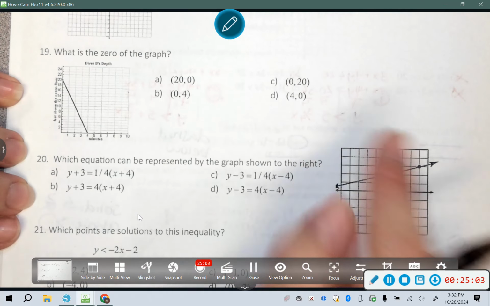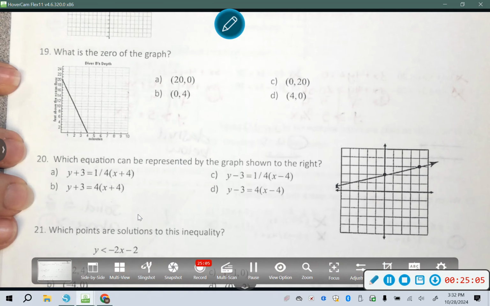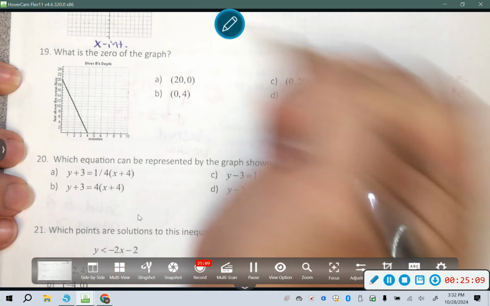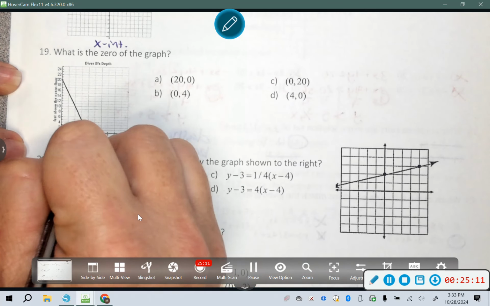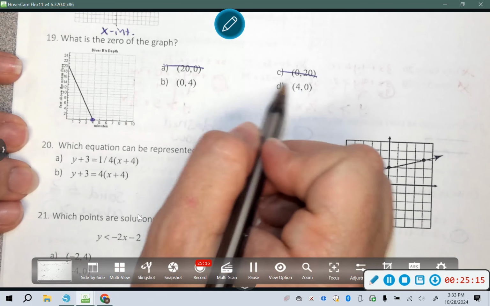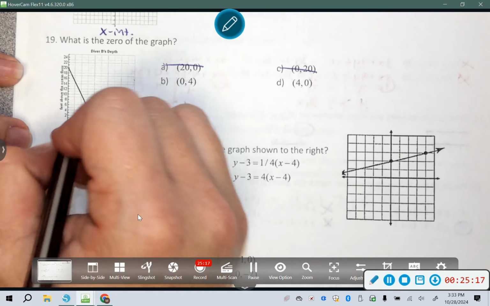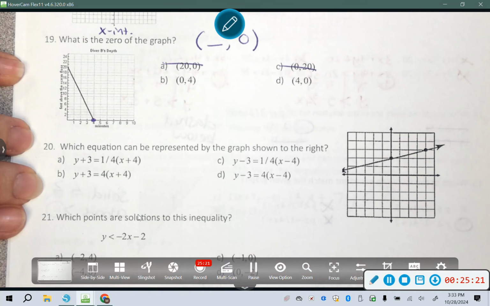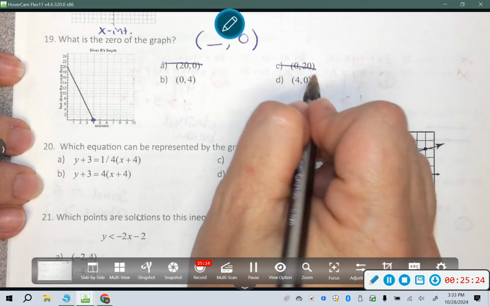Here is more like the one on your test. What is the 0? 0 is your x-intercept. So the one on the test you'll be able to see. So we know it's 4. So I can cross off the 20s. However, is it 0, 4 or 4, 0? Well, I want you to remember x-intercepts are where y equals 0. So we know it's D.